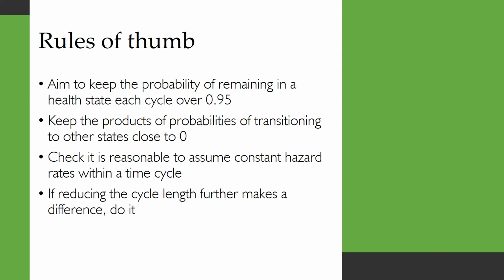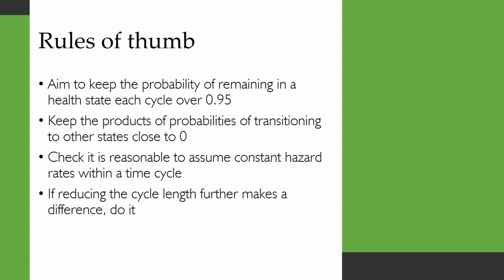You should aim to keep the probability of remaining in a health state each cycle over 0.95, so less than a 1 in 20 chance of leaving a health state each cycle. Try to keep the products of the probabilities of transitioning to other states close to 0.